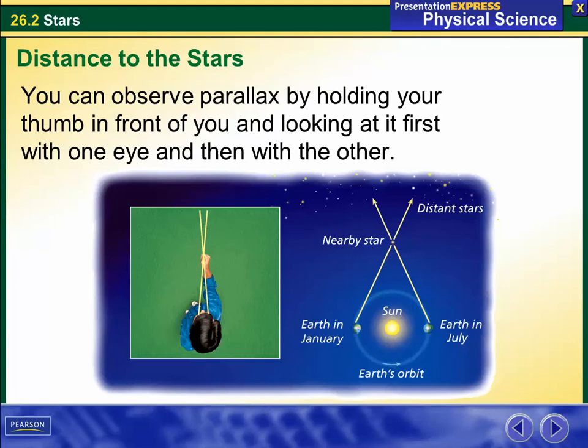You can observe parallax by holding your thumb in front of you and looking at it first with one eye and then with the other. Again, we can talk about that in class. But how it works in measuring stars is we measure what the star looks like from Earth in January. Then we measure what the star looks like from Earth in July. So we have to go 6 months apart.